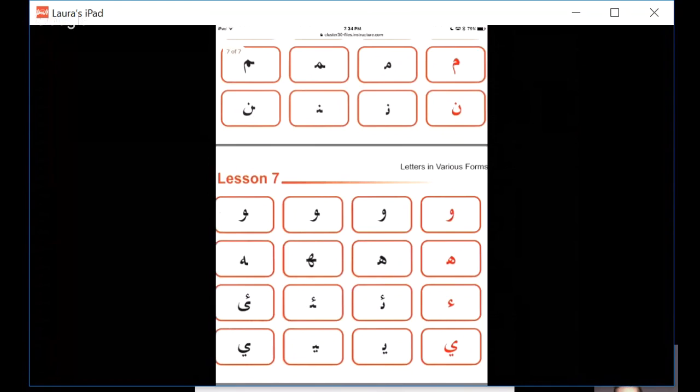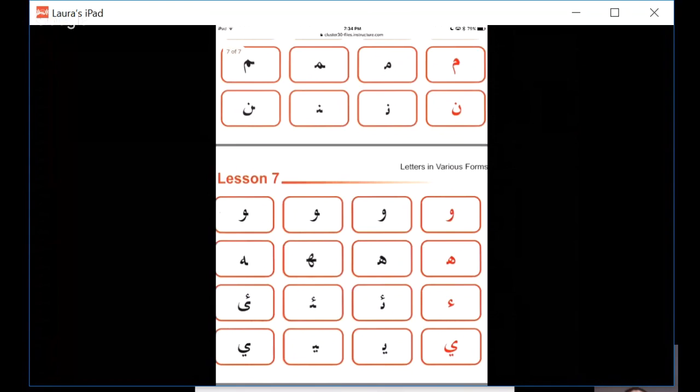Okay. But you have ha in isolation, then ha at the beginning of the word. In the middle of the word, it looks like a butterfly, and then at the end of the word, it almost looks like a letter A. Okay, so it changes quite a bit. Then we have hamza. We won't worry about hamza today. We'll just skip over that one.